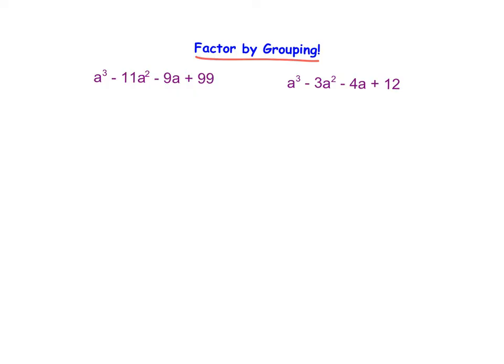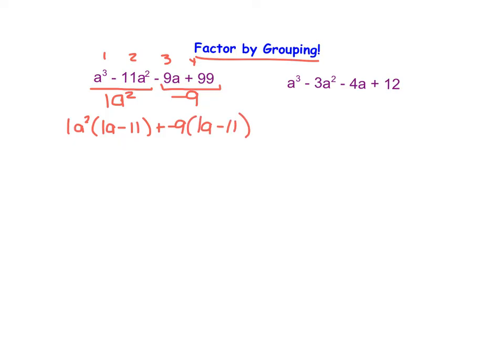So here I notice I have 4 terms, 1, 2, 3, 4, and as a result I know that factoring by grouping would be a great strategy. So I group them into pairs of 2 and I factor out the greatest common factor. And with this first one I notice that the greatest common factor is 1a squared. So I factor out a 1a squared and I end up with 1a minus 11. And then I want to get those parenthesis parts to match. So I know I need to factor out a negative 9 to turn that into a positive 1a. And luckily when I do that, the 99 becomes a negative 11.